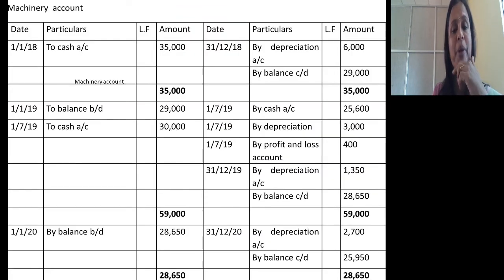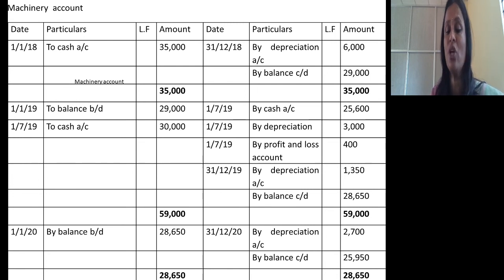Look at the account I prepared. Machinery account will be debited when we purchased machinery. Cash account will be credited 35,000. First year depreciation is 6,000. Next year, we have the balance of old machinery 29,000. Plus we purchased a new machinery 30,000. We sold the old machinery. When we sell it, cash account should be debited, machinery account should be credited 25,600. Depreciation on sold part is 3,000. Loss on sold part is 400. In case there is a profit, it should be debited to machinery account, credited to profit and loss account.